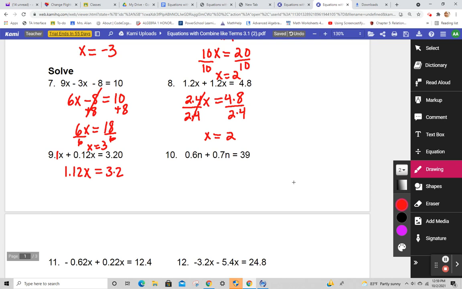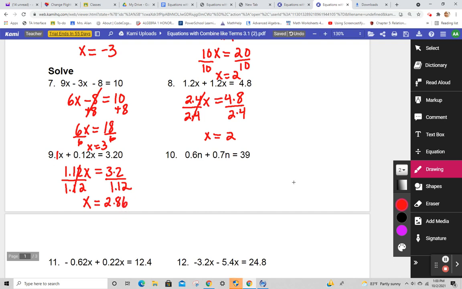And now for some of these problems, they're not going to give us whole numbers. We may have to round to the nearest hundredths. We could round to the nearest tenths, but I'm choosing to round to the nearest hundredths with these problems here. All right, so let's divide both sides by 1.12. And we're going to have to round to the nearest hundredths here because we get a long decimal. So rounded to the nearest hundredth, it'll be 2.86.